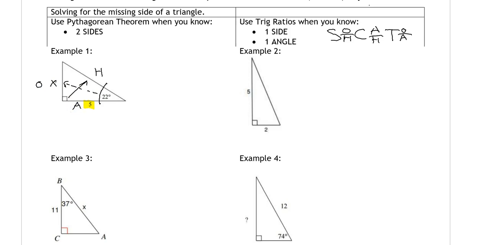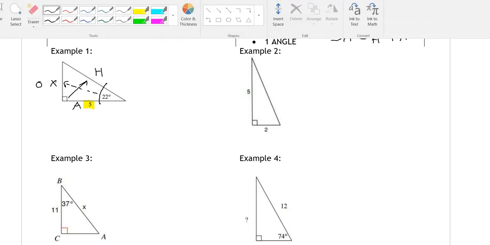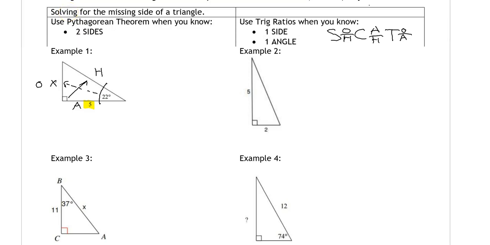Now I want to decide what trig ratio I am going to be using. Well, where do I have things is the best way to think about it. I have my variable at O, and I have the number I already know at A. I don't really care about the hypotenuse in this case. So my trig ratio that uses O and A is TOA. Tangent is opposite over adjacent. So I'm going to be using the tangent of theta equals opposite over adjacent.